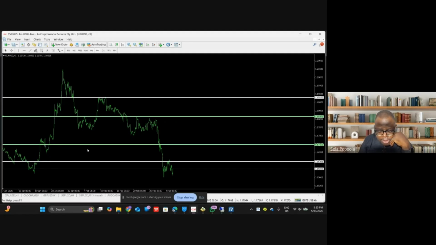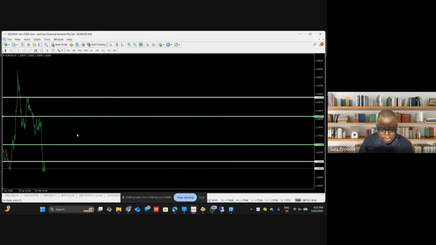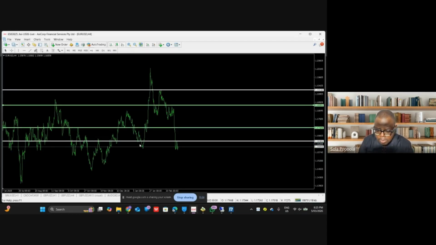Now look at this. Let's look at this line here. You can see price came up here and came down here. So I know that this is a strong area. Let's look at it on the 4 hours. This is this line on the 4 hours. Just note it. Look at this white line. Look at this green line.